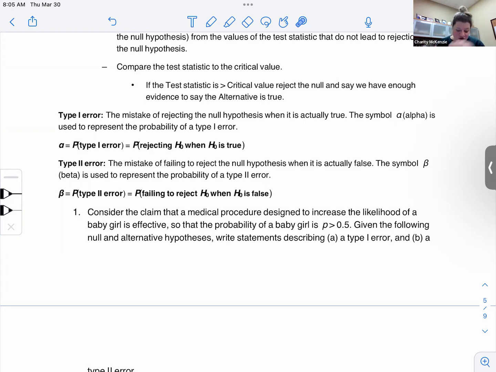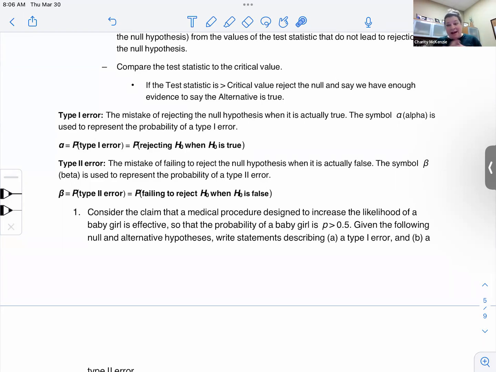Okay, and then the next one, type 2 error, would be the mistake of failing to reject the null when it's really false. So I'm failing to reject it. So I'm like, the null is true. I have evidence in favor of this when really it was the alternative.